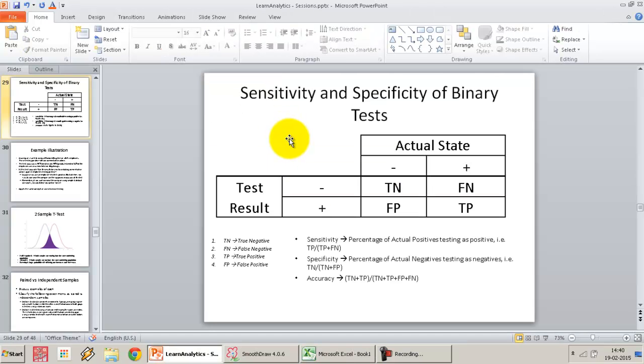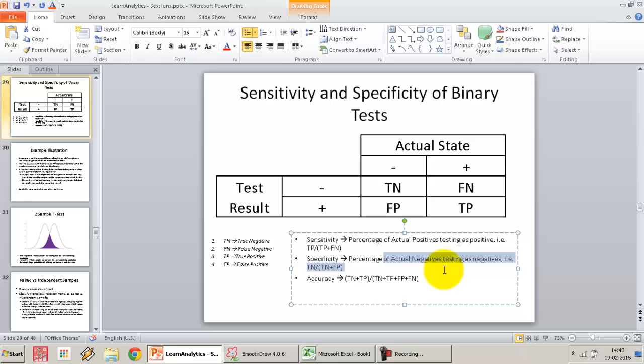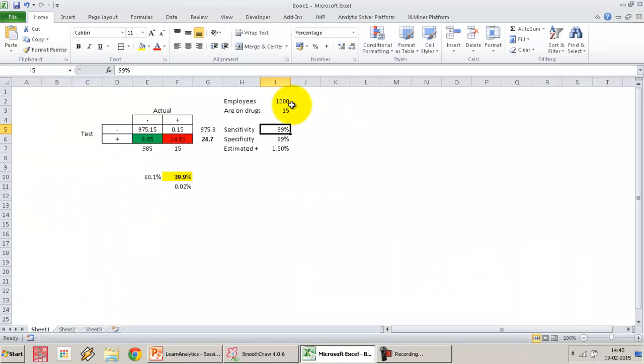On the other hand, what is specificity? Percentage of actual negatives testing as negatives. So if I test all 1000 employees as negative, I give a blanket negative result to everybody. Obviously, all those who are negatives are actually ending up as negative. So my specificity jumps up to 100%, but my sensitivity goes to 0, right? So having 100% sensitivity at the cost of 0% specificity is simple. Having 100% specificity at the cost of 0% sensitivity is simple. All you have to do is test everybody as positive or everybody as negative.